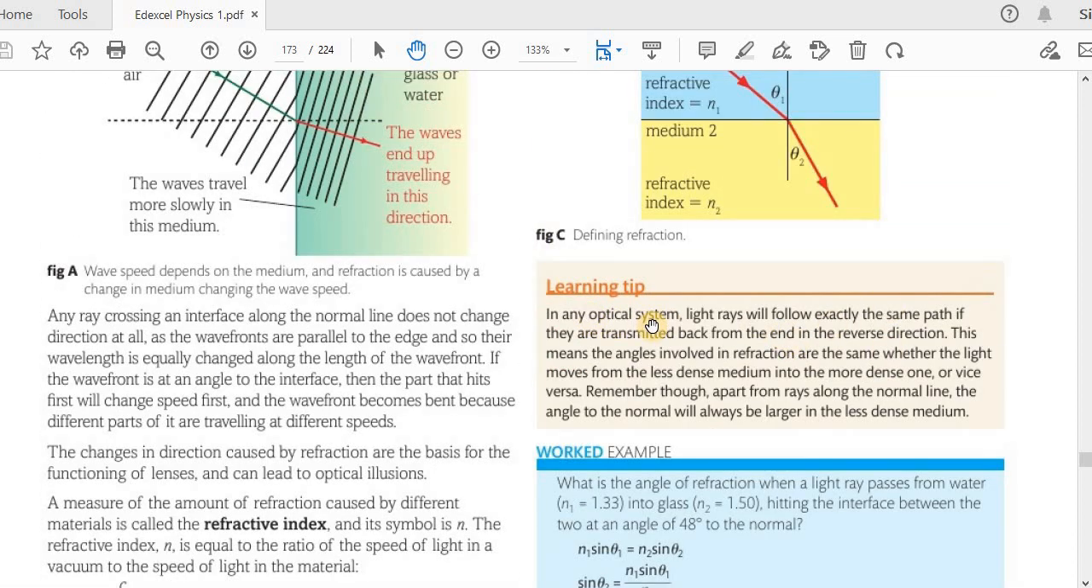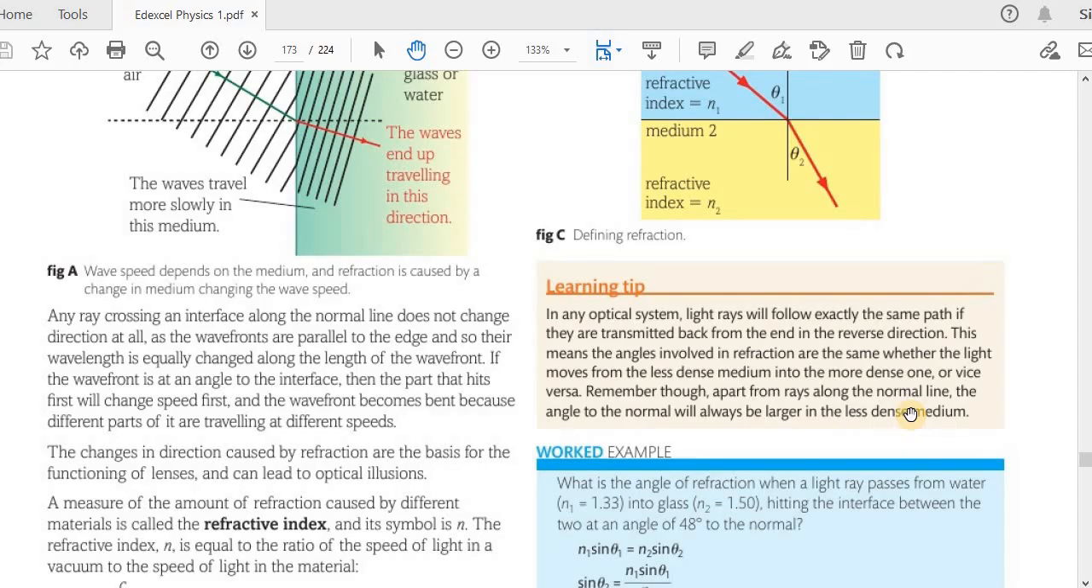Learning tip: in any optical system, light rays will follow exactly the same path if they are transmitted back from the end in the reverse direction. This means the angles involved in refraction are the same whether the light moves from the less dense medium into the more dense one or vice versa. Remember though, apart from rays along the normal line, the angle to the normal will always be larger in the less dense medium. So when it goes from a denser medium to a less dense medium, another word for less dense is rarer, the ray will bend away from the normal.